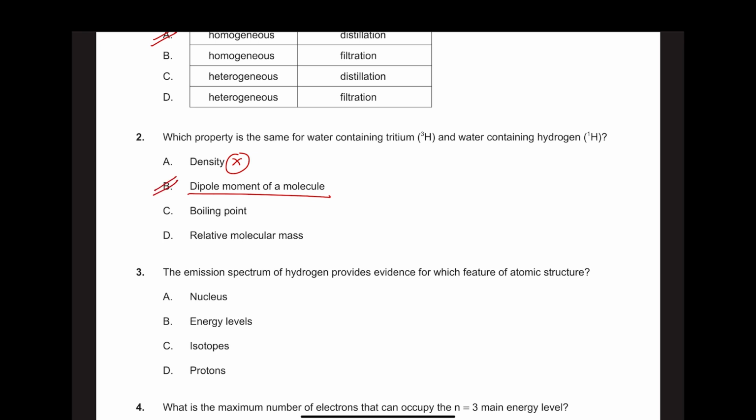Here, H2 or T2, both are non-polar molecules because they are symmetric. So you can also say that the dipole moment will be zero in both of them. Boiling points will be different because boiling point is a function of mass. Bigger mass means the London forces are stronger, and as a result, boiling points are higher. So tritium water will have a higher boiling point. The relative molecular mass will obviously be different, because for tritium, T2 would be 6, and for normal hydrogen, H2 would be 2. So the answer would be option B.